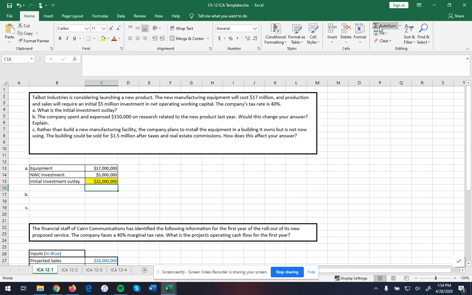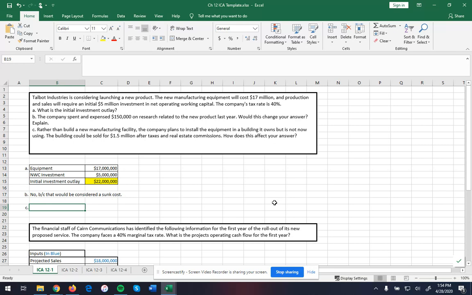Okay, so B, the company spent $150,000 on research related to the new product last year. Does this change our answer? No, because that would be considered a sunk cost, which we do not include in our cash flow analysis, in our free cash flow analysis that we have.